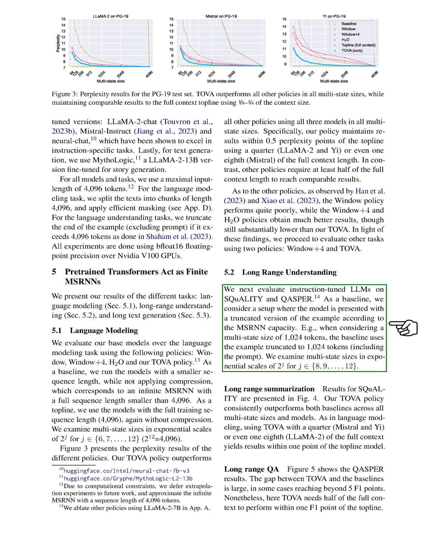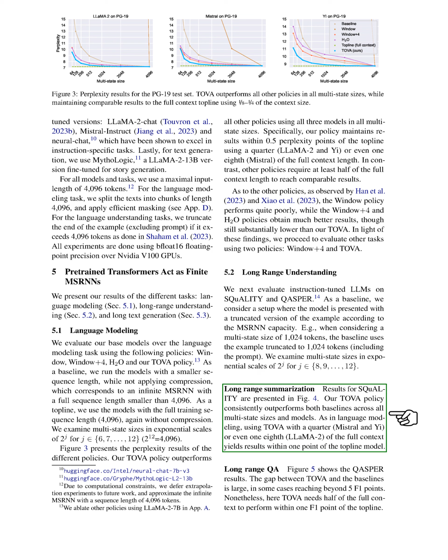Next, we evaluated long-range understanding using instruction-tuned language models on SQuALITY and QASPER. We used a baseline where the model was given a shortened version of the example based on the MS-RNN capacity. For instance, if the multi-state size was 1024 tokens, the baseline used the example shortened to 1024 tokens. Again, we tested multi-state sizes that doubled in size from 256 to 4096.